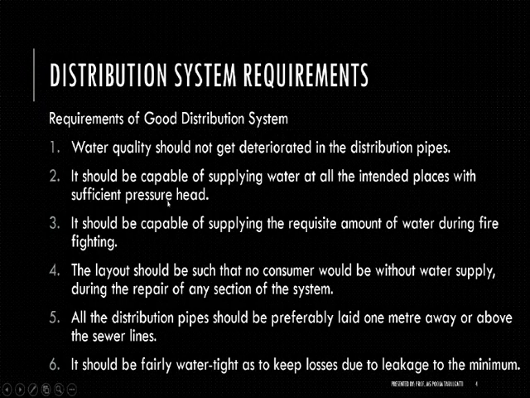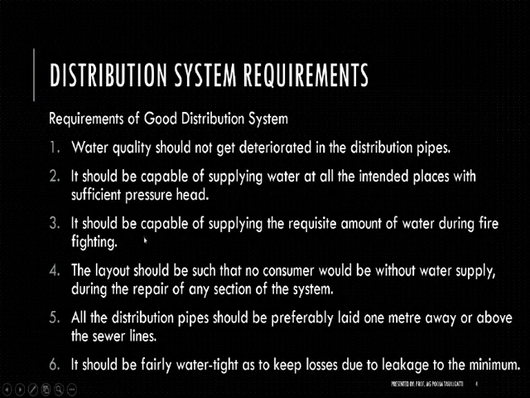Now your distribution system has to be capable of supplying water at all the intended places with sufficient pressure. What this point is saying is that your distribution system has to be capable of giving sufficient pressure at each and every point that you have designed for your area to supply your consumers. It should not be that a point far at the end of your distribution design has very little pressure due to some lacunas in your system. So this should not be there. Each and every place that you have mentioned in your design should have a sufficient pressure head.